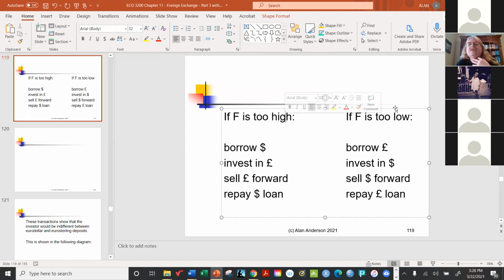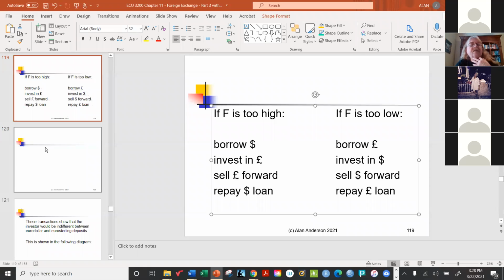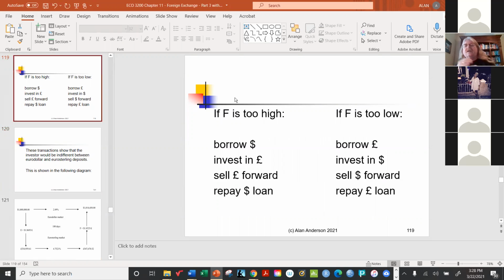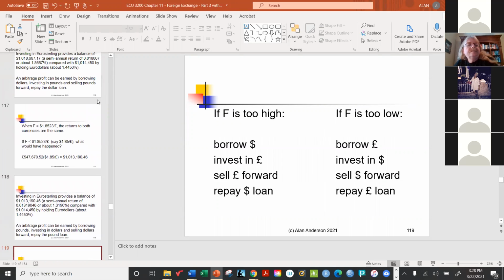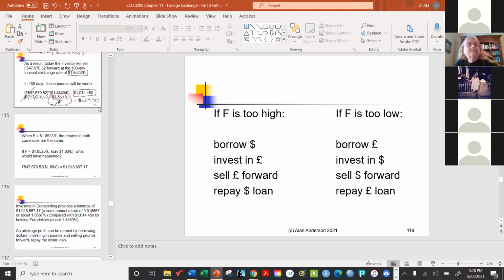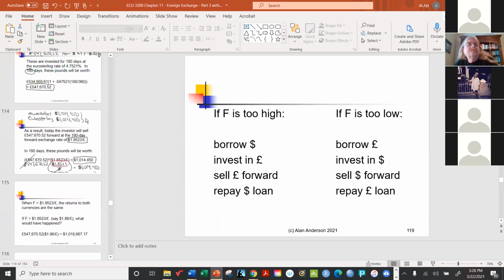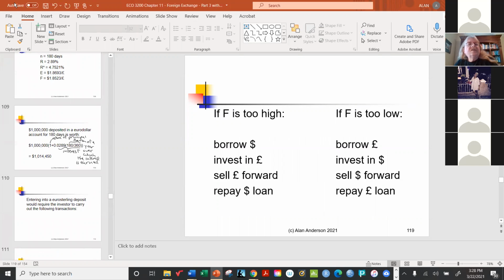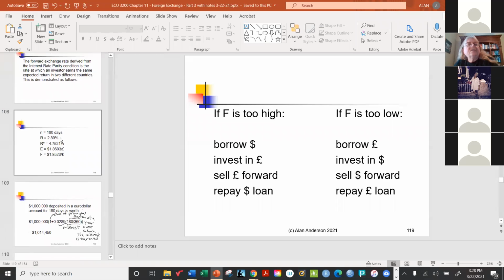So there's only two possible cases, and the only possibility that's left is that these are equal to each other. If F is at the right level, then clearly there won't be any arbitrage opportunities, will there? So we're going to have a diagram which explains why this is happening. And then we're going to look at some numerical examples of how to take advantage of arbitrage opportunities and how much money we can actually make.